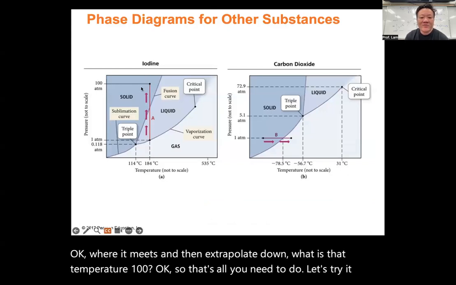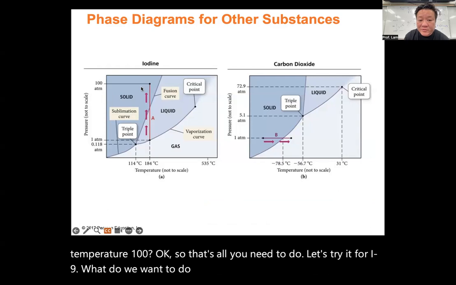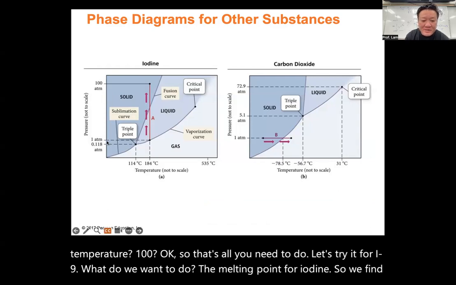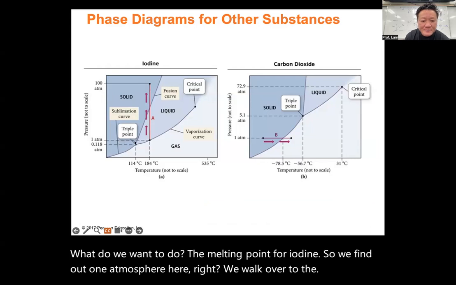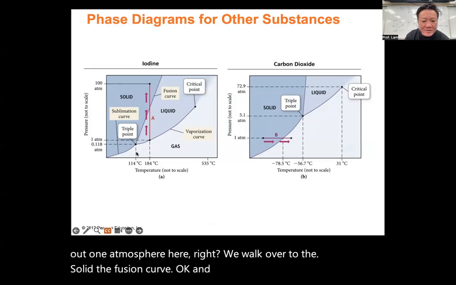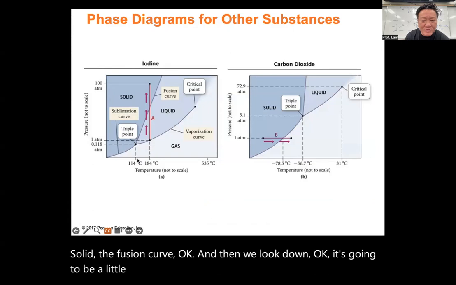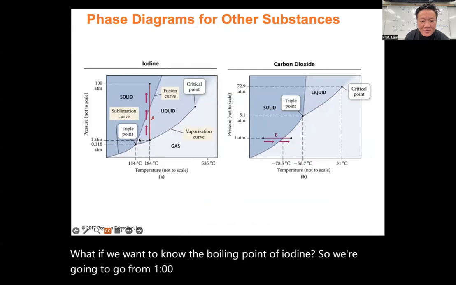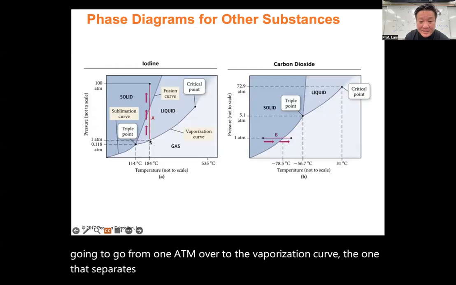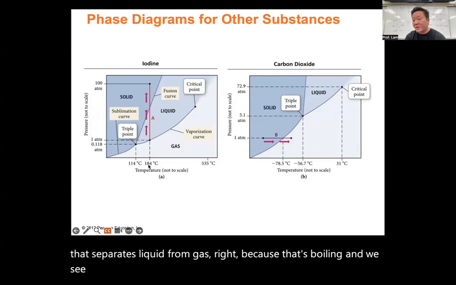Let's try it for iodine. What if we want to know the melting point for iodine? So we find 1 atmosphere here, right? And we walk over to the fusion curve, okay? And then we look down. It's going to be a little bit past 114, so maybe 116, something like that. What if we want to know the boiling point of iodine? So we're going to go from 1 atm over to the vaporization curve, the one that separates liquid from gas, right? Because that's boiling. We see that it boils at 184.